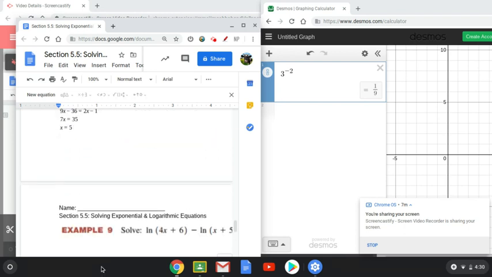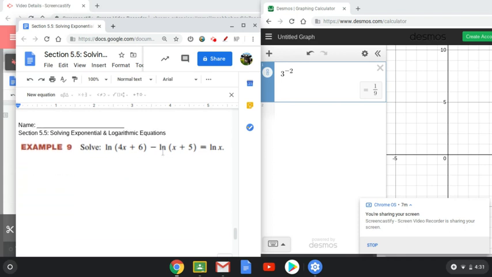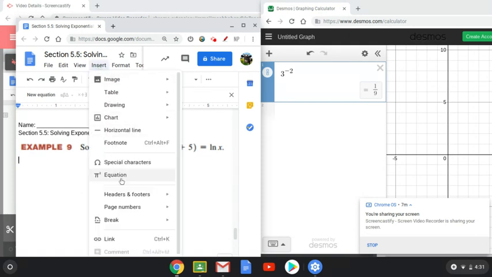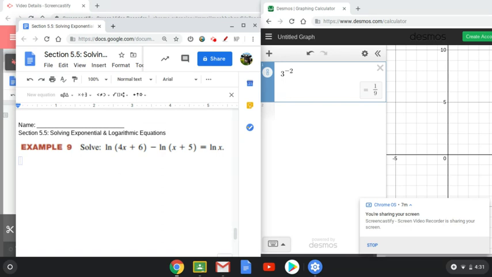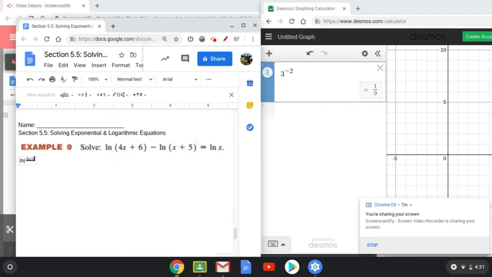All right, couple more examples. So example 9 is going to work almost exactly the same way. There are a couple differences here. First thing I want to do is go ahead and try to get these natural logs together if I can. Okay? So I have here a minus sign in the middle, which means you're going to end up dividing when you put these things together. So natural log of 4x plus 6 over x plus 5 equals natural log of x.